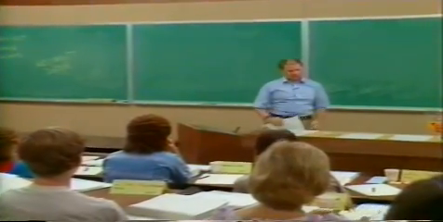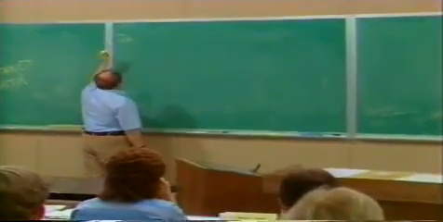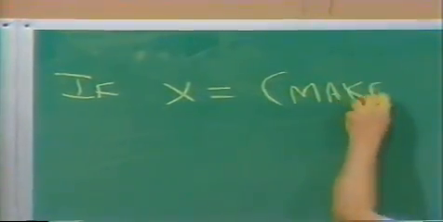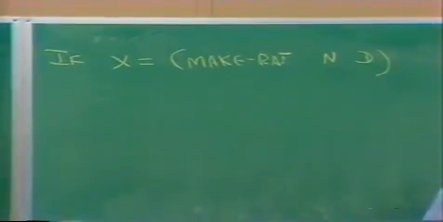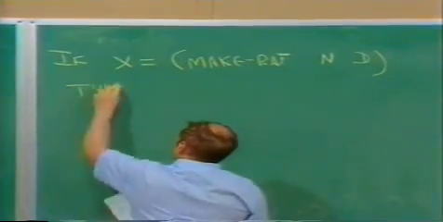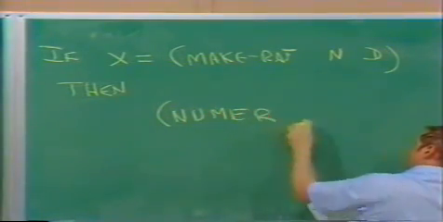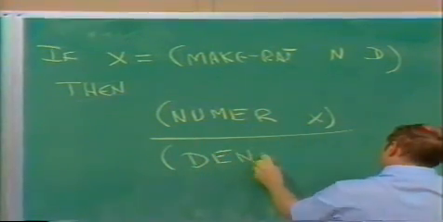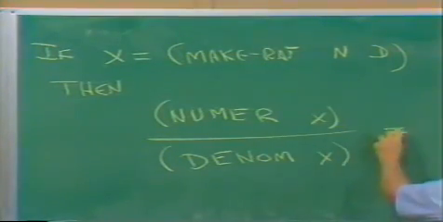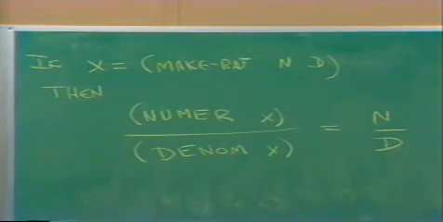If we think about it, what suitable might mean is I have to assume something like this. I have to say that if x is the result of, say, doing make-rat of n and d, then the numerator of x divided by the denominator of x is equal to n over d. See, that is George's contract.